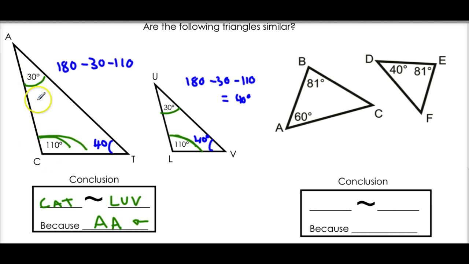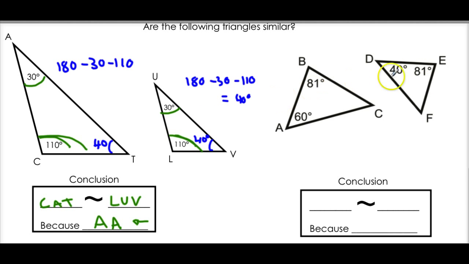So the reason we only need 2 angles is because if 2 angles are congruent, we know all 3 are congruent. Whoa, did I just blow your mind? Yes, I did. But for the big point, you just need 2 angles that are congruent to prove triangles are similar. Now let's take a look at this guy.